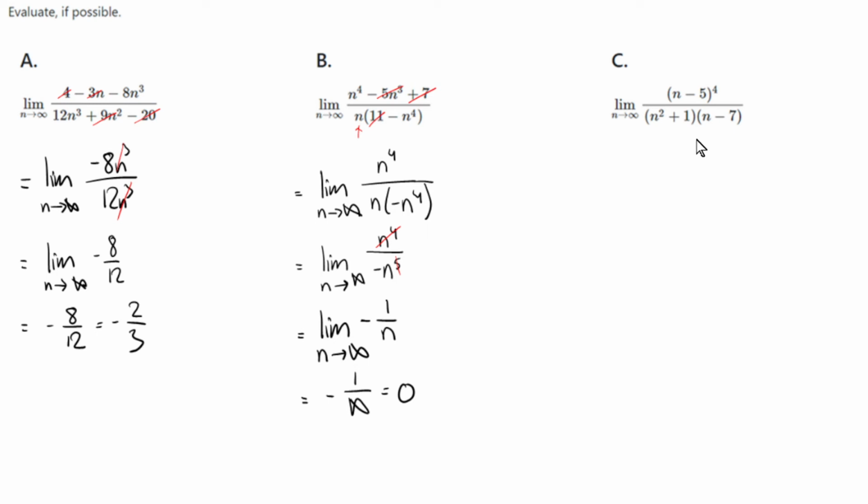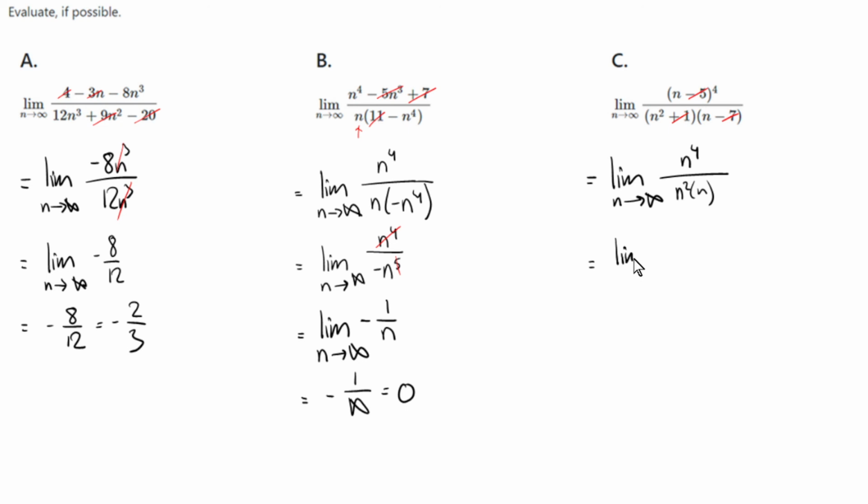In C, we start by eliminating any powers of lower degree, so we can eliminate the following. I'm going to leave the 5 here because it's cubed, right? And this n over here is going to be multiplied. So in the numerator now, we're left with n to the power of 4. In the denominator, we have n squared times n.